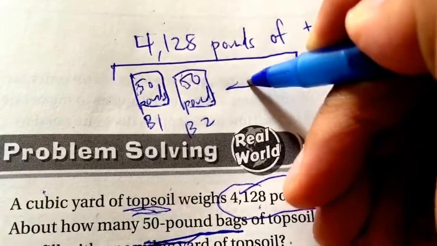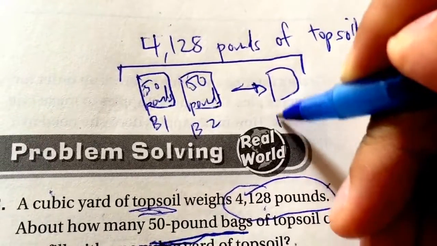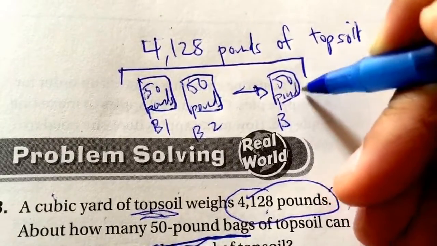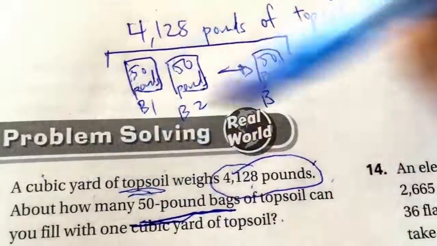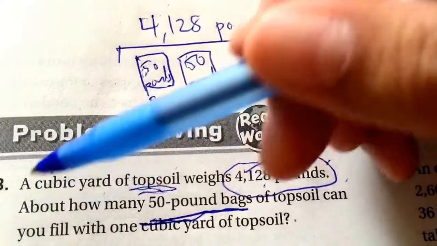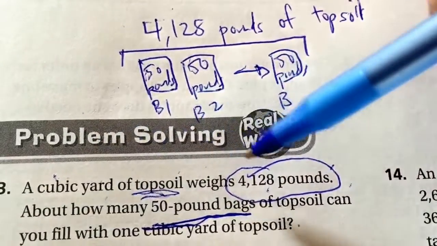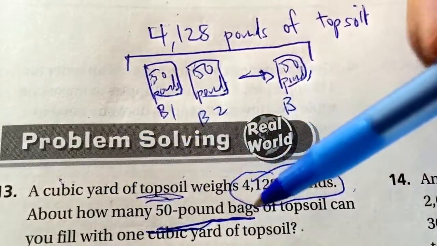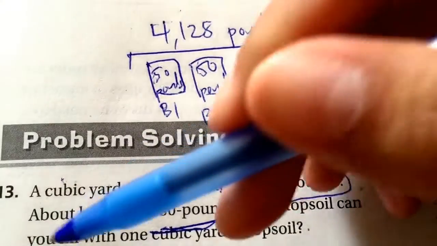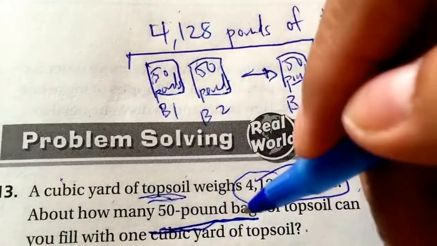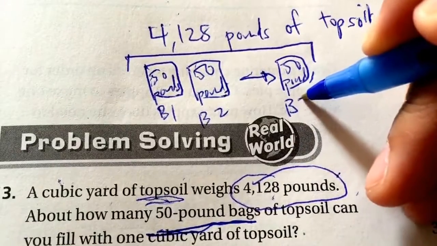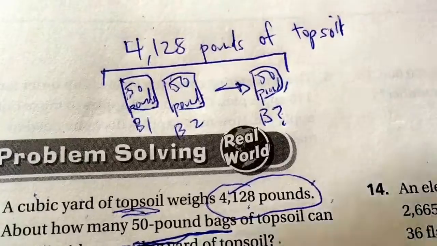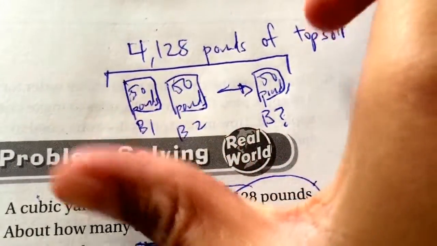How many bags do we have? So I could label this one. This is how many bags there are. Let's see if it says it in the equation. So read this story again and let's see how many bags we have. A cubic yard of topsoil weighs 4,128 pounds. About how many 50-pound bags of topsoil can you fill? That means how many bags can you fill? You don't know. So this is a question mark. That's what we're finding. Now looking at it, we have a total of 4,128.